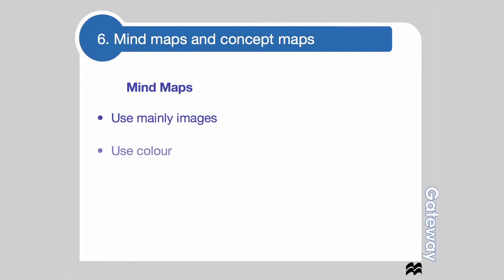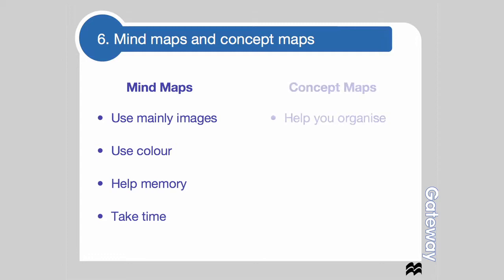They use colour, the idea being that the more colour you use, the more attractive something is and the easier it is to remember. Because mind maps are in colour and use pictures, they help memory. Long lists of words are very difficult to memorise. The downside of mind maps is that they do take a long time, so beware. If you're going to do a mind map, make sure that you've allowed a sufficient amount of time.